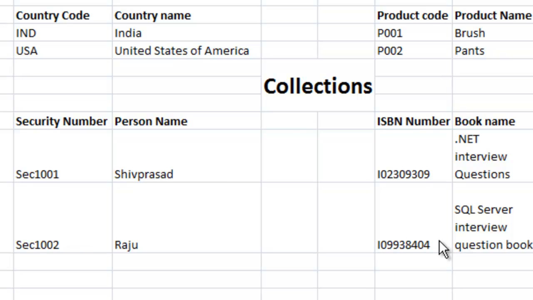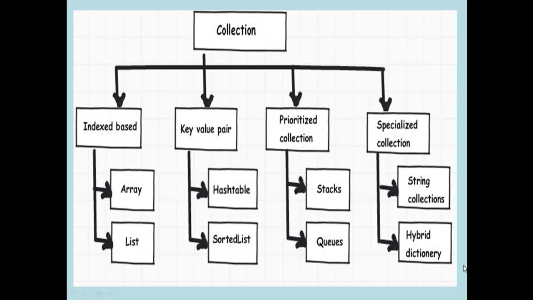.NET collections are divided into 4 important categories: index based, key value pair, prioritized collections, and specialized collections. Let's first start with the first 2 categories, that is index based and key value pairs. Now in index based we have 2 types of collections, that is array and list. And in key value pair we have hash table and sorted list. So first let's try to understand the first 2 categories, and later we'll move towards the other categories, that is prioritized and specialized collections.